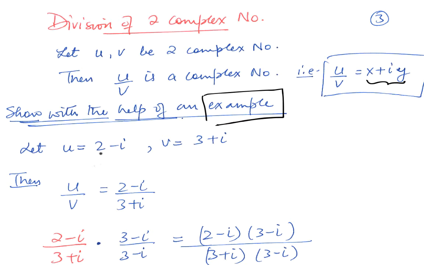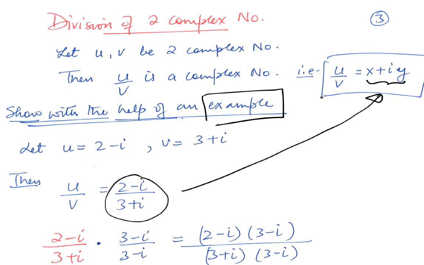If my u is 2 minus i, my v is 3 plus i. So u over v is 2 minus i over 3 plus i. Now, this expression does not look like x plus iy. In other words, I want the real part of the complex number on its own and the imaginary part on its own. But at this point, it's all messed up.